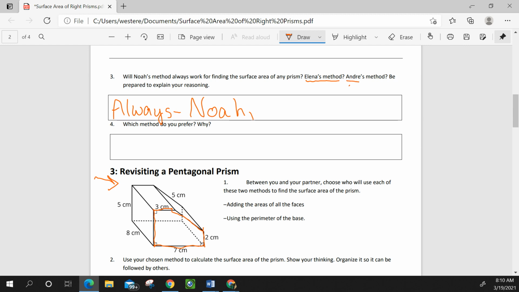Andre's method relies on using a net. Any prism we can turn into a net. So Andre's method always works also. That doesn't mean Elena's method is wrong, but it only works in certain situations. So now I want you to pause the video, copy these notes down, and then answer question 4.